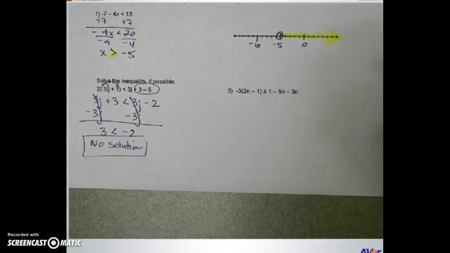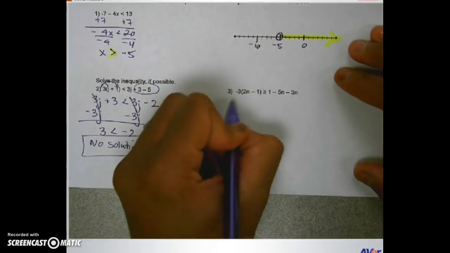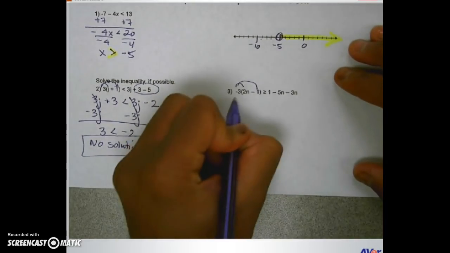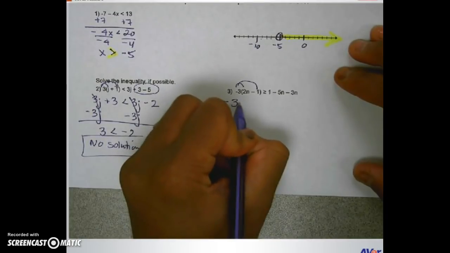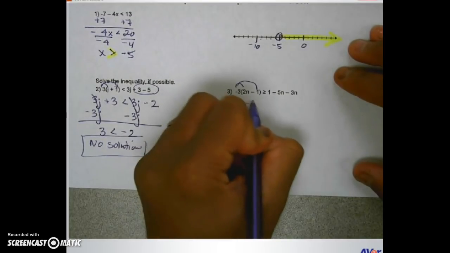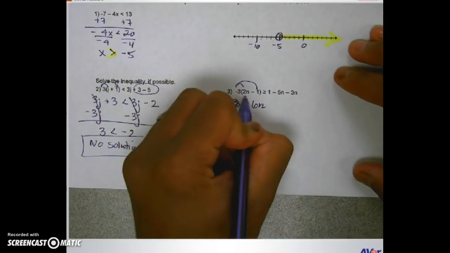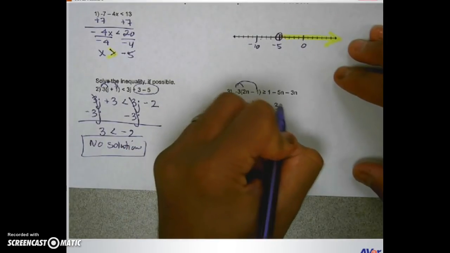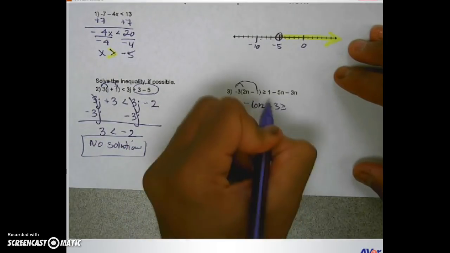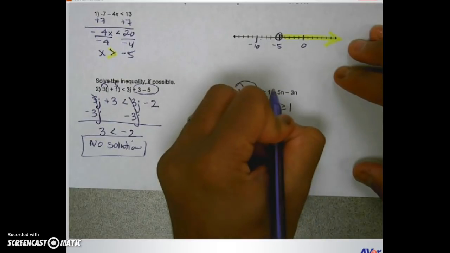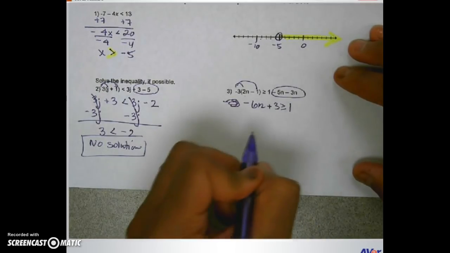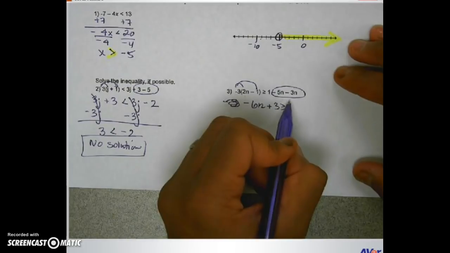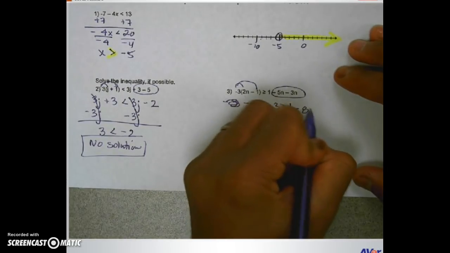Okay, if you'd like to, you can press pause and try number 3 and then fast forward through me. Or you can join me and get negative 6. Just kidding, that looks like a 3, doesn't it? Negative 6n plus 3 is greater than or equal to, now this is the 1, and then I'm going to combine these two terms right here. So negative 5n minus 3n is negative 8n.